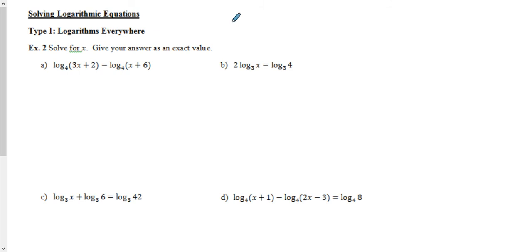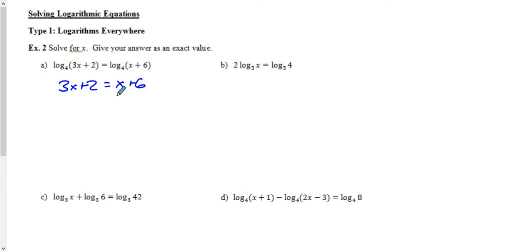So, for this first one here, I see log base 4 of 3x plus 2 equals log base 4 of x plus 6. So what can I do? Because if I have a single log on both sides, and they're the same single log with the same base, I can drop my bases. So once I drop my bases, I'm left with 3x plus 2 equals x plus 6. And this dropping bases is the exact same idea as when you drop the base if you had common exponents.